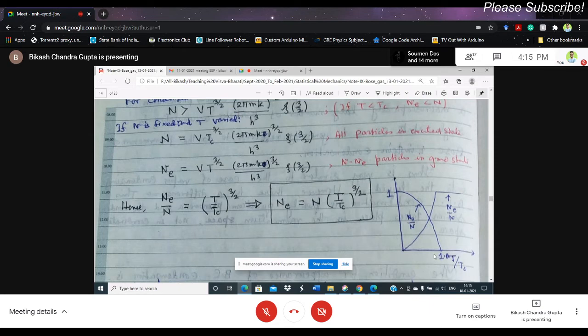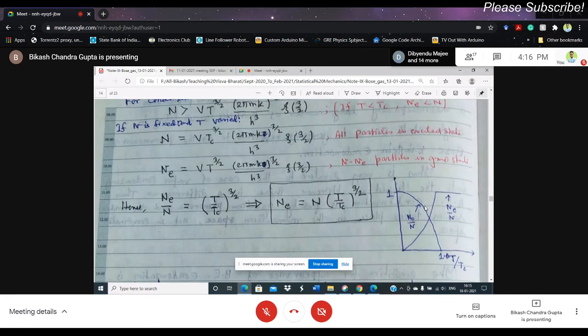If you plot this, you will see this is the fraction N0 by N, and this is T by Tc. This is less than 1, meaning T is less than Tc. At a point much less than Tc, all are in the condensed state, and then certainly this is decreasing, the number of particles in the excited state increasing, and at this point all the particles have gone to the excited state. So this is the Tc.